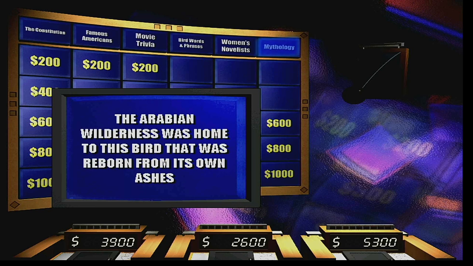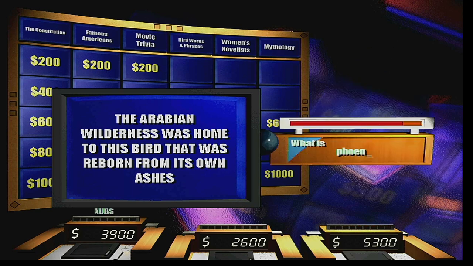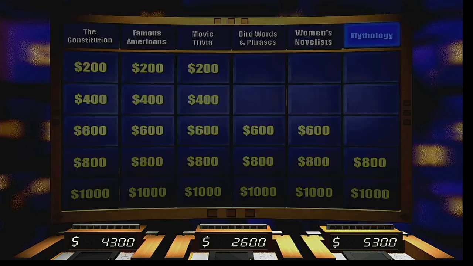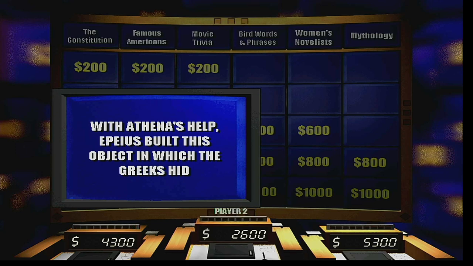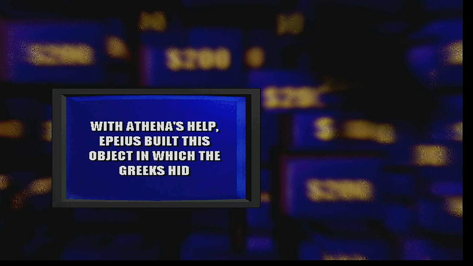The Arabian wilderness was home to this bird that was reborn from its own ashes. Player 1: Phoenix. You are correct. Mythology for 600. With Athena's help, Epeius built this object in which the Greeks hid. Player 2: What is the Trojan horse? That's it.